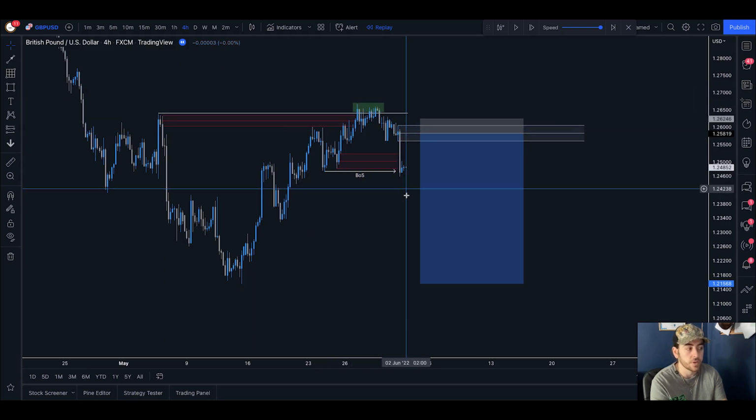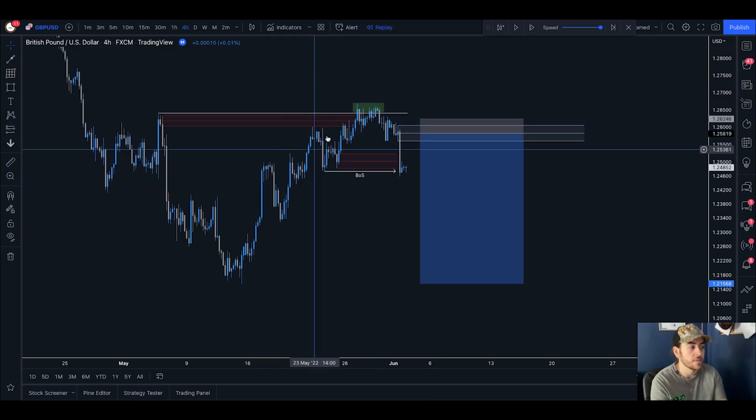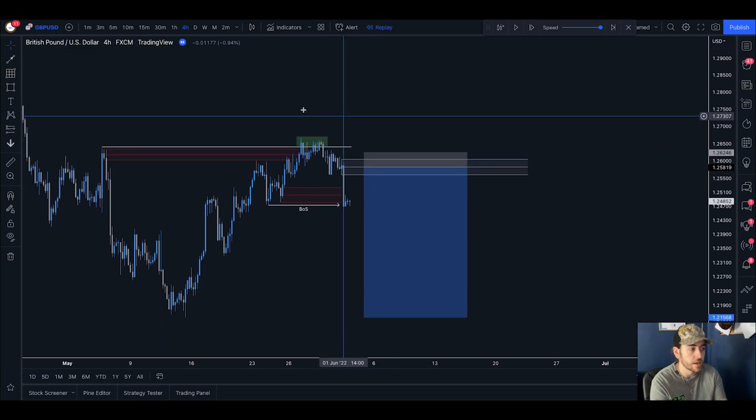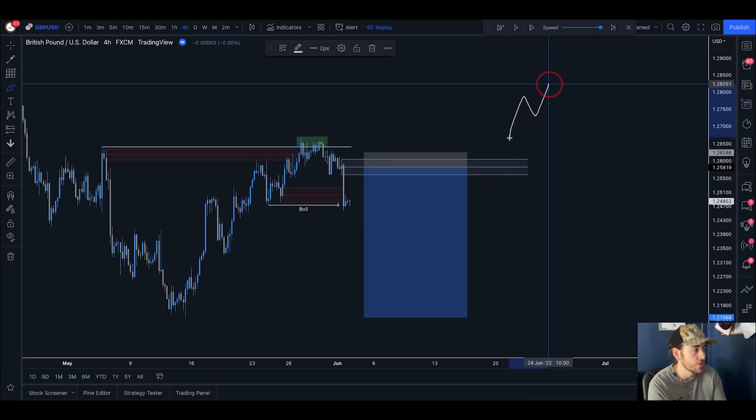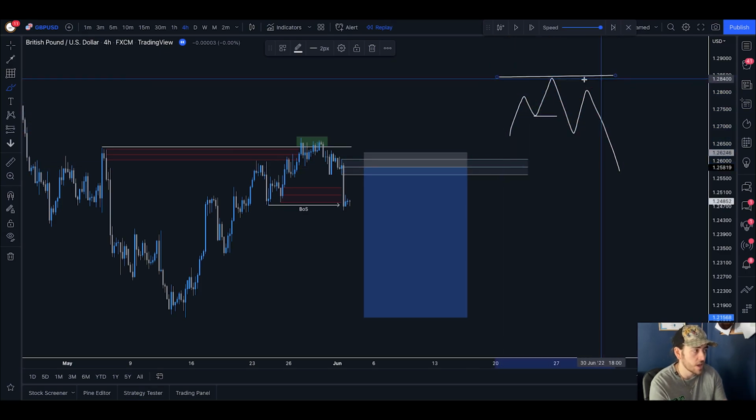And we can probably now continue this down comfortably because we've had that structural change that we like to see. Now, if you've been watching me for any length of time, you will know that this is generally how I like to get into my trades. I like to see a break in structure like this, from a high interest area.